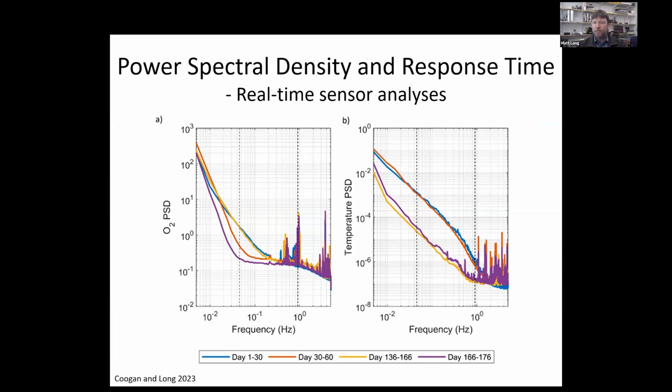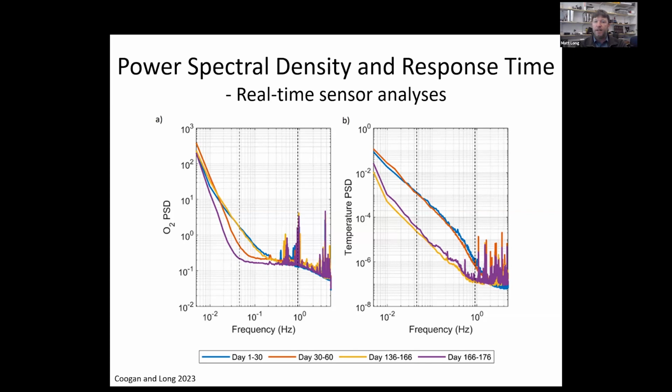And that temperature sensor is less prone to fouling. It's just a little metal rod sticking out into the water column, whereas the oxygen sensor has a sensing film that can become fouled and slow in response time over time. So in the blue lines, when we first put the system out, from day 1 to 30, you see that we have a very nice response. If we look at day 30 through 60 in the red line, you see that we have a reduced response at high frequencies. We also see the same at purple at day 166 to 176.